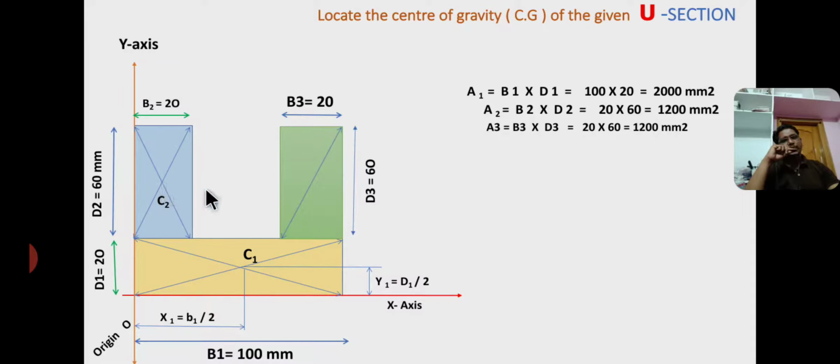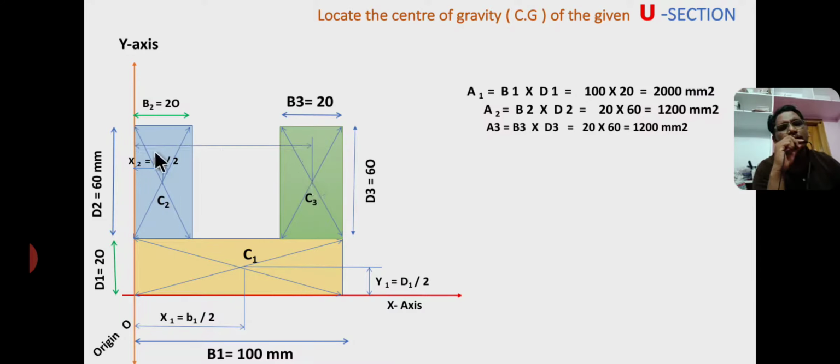This is C3, the centroid of section 3, and the value of x2 equals half of the base, that is base 2 by 2. From here to here the distance is x2, that is base 2 by 2, equal to 20 by 2, equal to 10 mm.